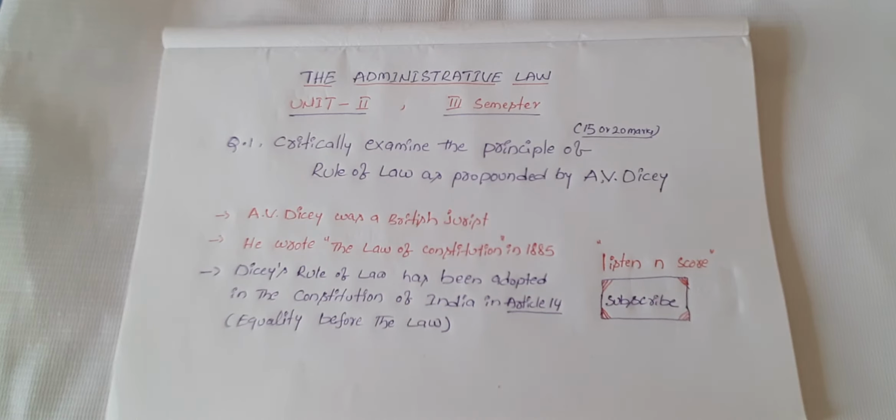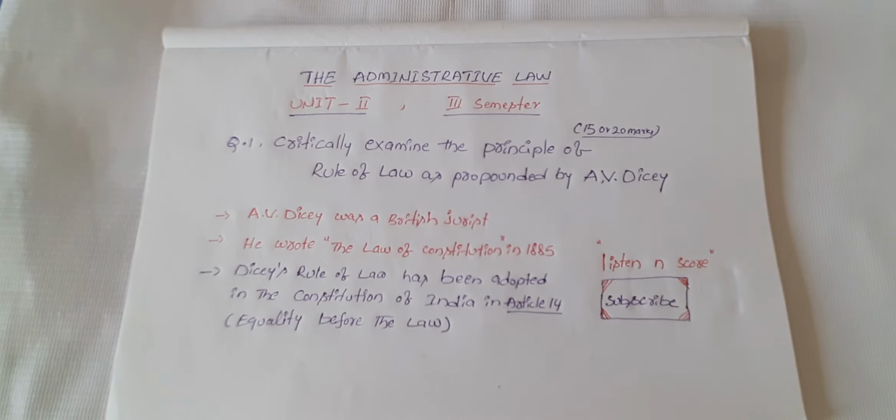Now, criticism or demerits of the doctrine of rule of law. There is a widespread disenchantment with Dicey's rule of law. Several jurisprudents attacked this doctrine. Some of the important criticisms are as follows. Number one, this doctrine fails to distinguish arbitrary power from discretionary power.